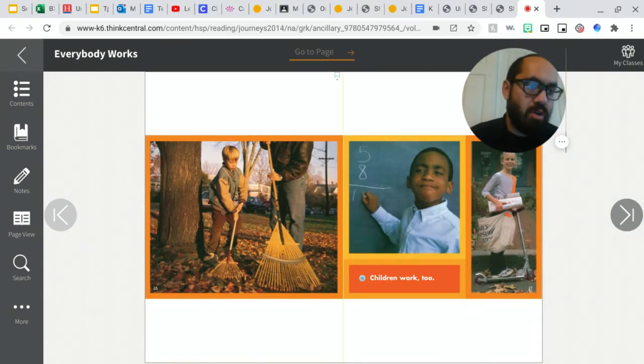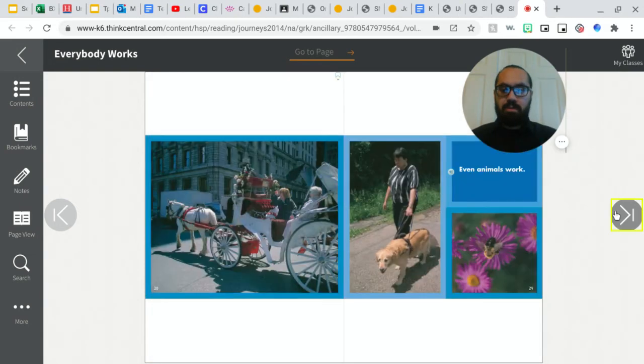And then it says children work too. Even animals work. So what jobs are the animals doing? Let's take a look at the picture. So the animals are doing 3 jobs in these pictures. There are horses pulling a cart, or a horse pulling a cart. There's a dog. We talked about that he is a seeing eye dog. He is a service animal that is used for people that are blind and need assistance. So he will make sure that she is safe at all times. So she's very well trained.